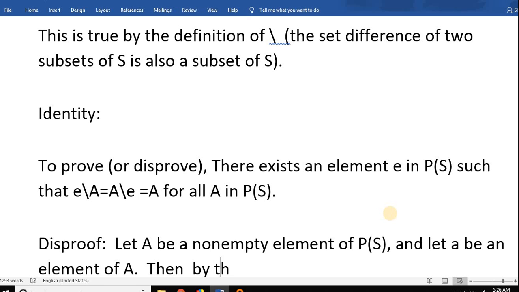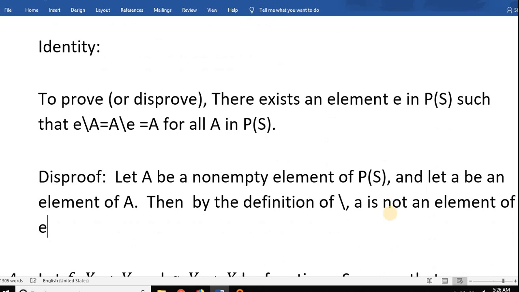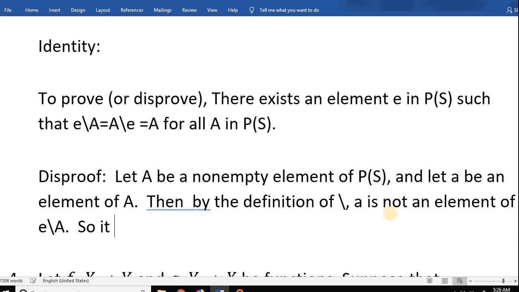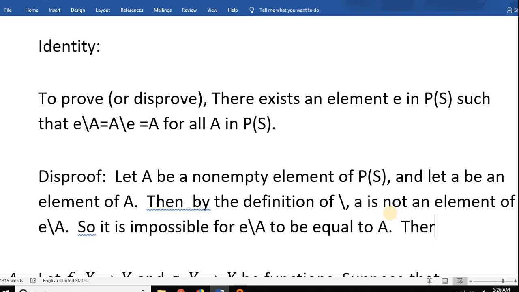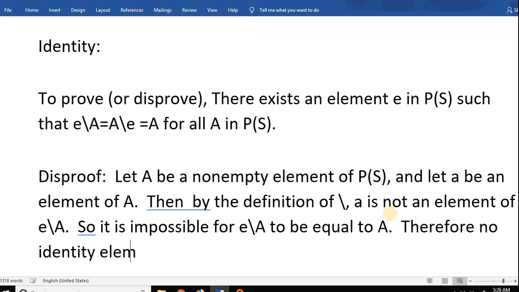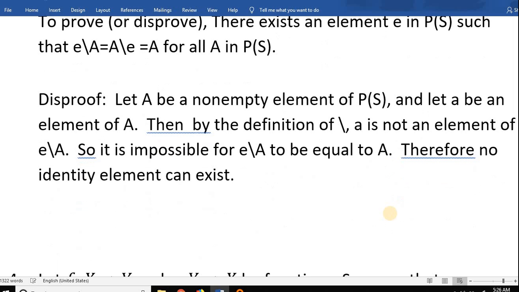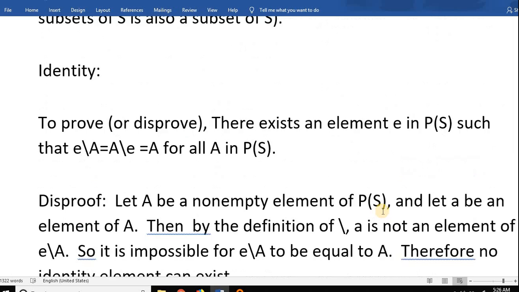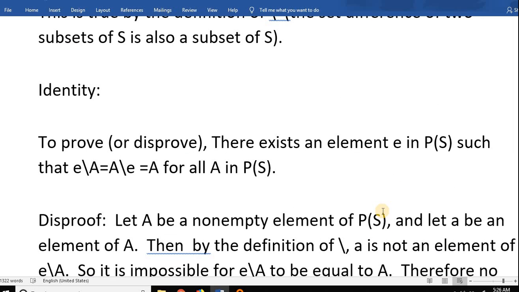Okay. Then, by the definition of backslash, E not A, I should say A is not an element of E not A. So it is impossible for E not A to be equal to A. And therefore, no identity element can exist. All right? So that disproves identity. All right?